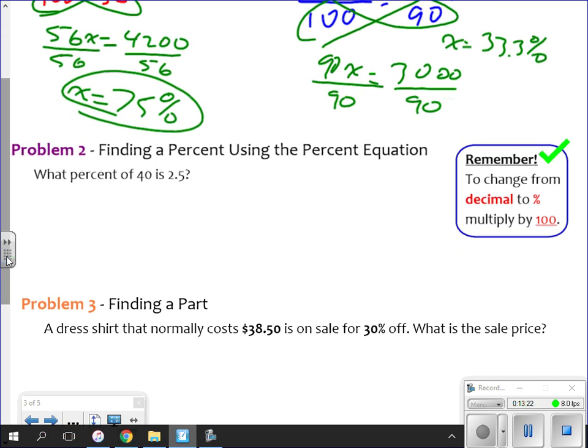Okay, this one says to use the percent equation. We're going to ignore that and keep doing what we've been doing. So I have percent over 100 equals is over of. So what goes on the top? X. What goes on the top on the other side? 2.5. My is over 40. Cross multiply and solve. Do that.